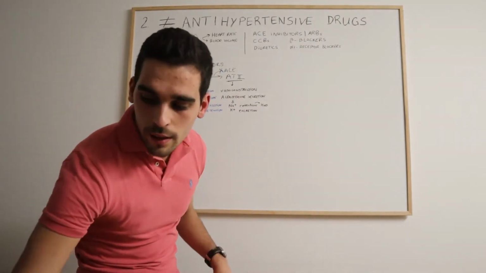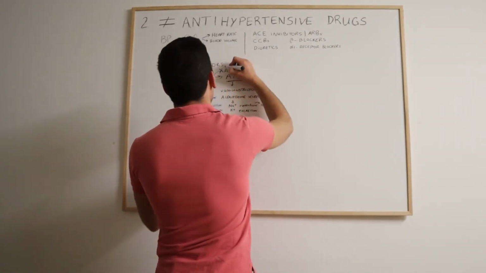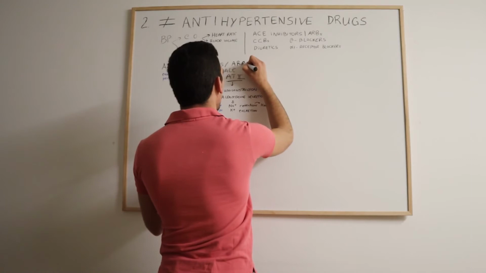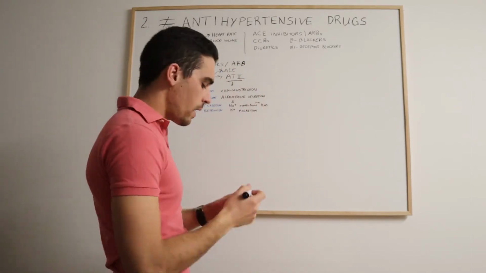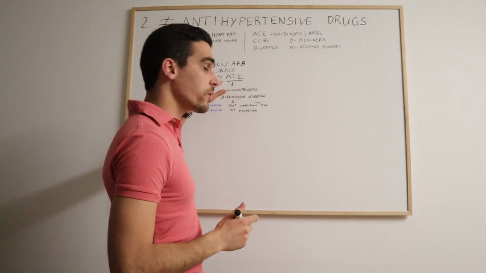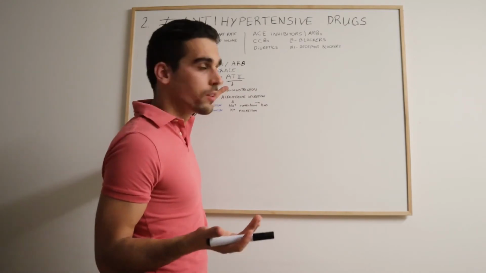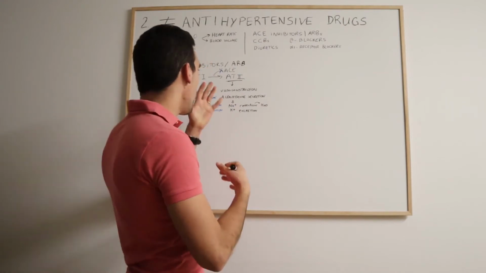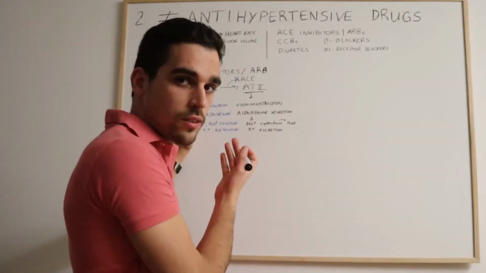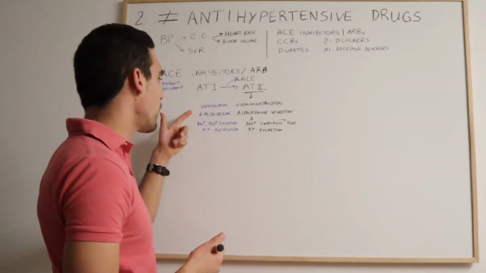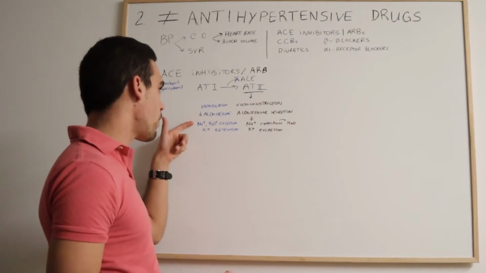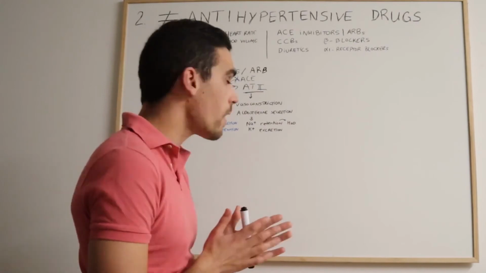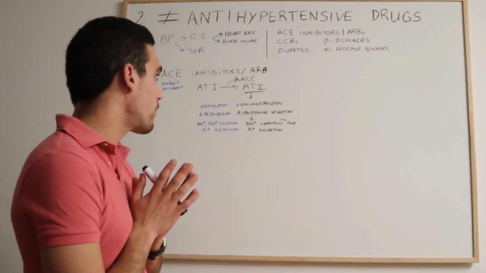Then we have a second class of drugs similar to the ACE inhibitors, which are the angiotensin receptor antagonists or blockers, the ARBs. The ARBs block the action of angiotensin-2. They compete with it and inhibit its effects. So basically the outcome is pretty much the same as the ACE inhibitors: vasodilation, reduced aldosterone, so more sodium and water excretion and more retention of potassium. These are the main effects of these drugs.